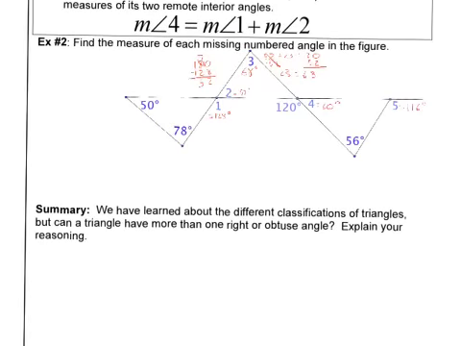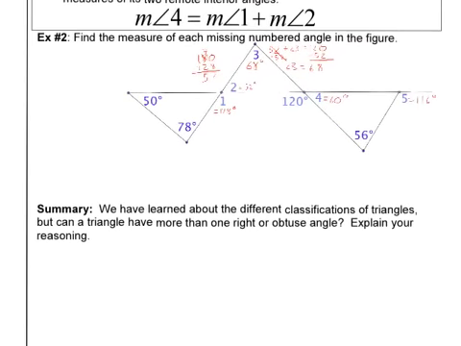Okay, that was it. You guys can use the summary and just say what we've learned about different classifications of triangles. We have learned about different classifications of triangles, but can a triangle have more than one right or obtuse angle? Explain your reasoning. So think about that and see what you come up with. All right, later.